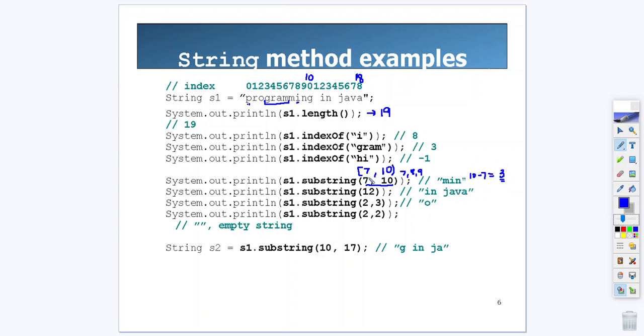So the way substring works is you go to your first position, so that would be 7, which is here, and then I go up to, but stop before I get to 10. So that would be m, i, n, and then I stop and I don't include this. So it's going to return "min" that I then print.